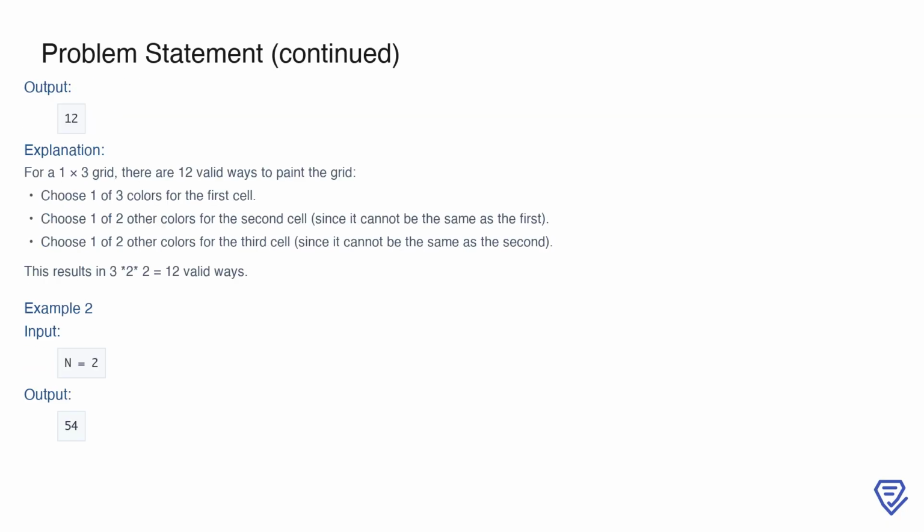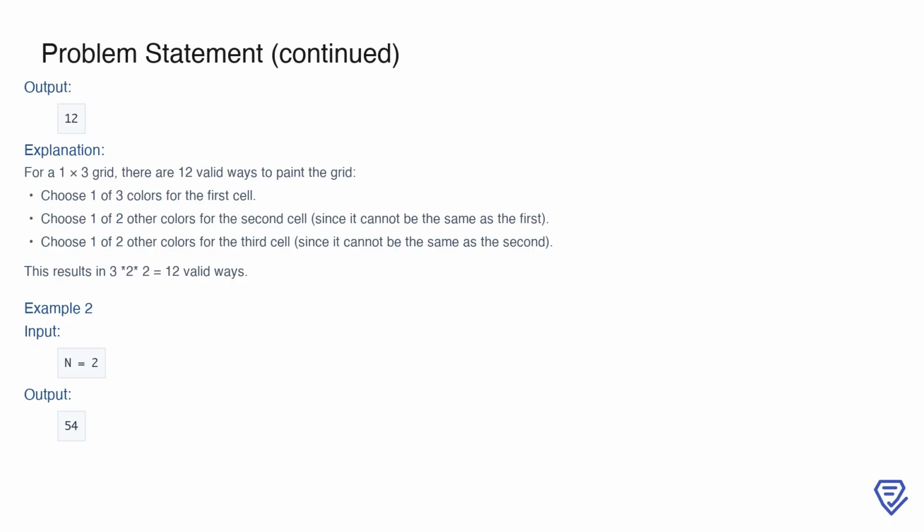For example, if n equals 1, we are working with a grid that has only one row and 3 columns. There are exactly 12 valid ways to paint this grid. Each cell in the row can be colored red, green, or blue, but no two adjacent cells can share the same color. Some valid configurations include red-green-blue, blue-red-green, and green-blue-red. When we enumerate all possible combinations that satisfy these constraints, we find there are 12 in total.